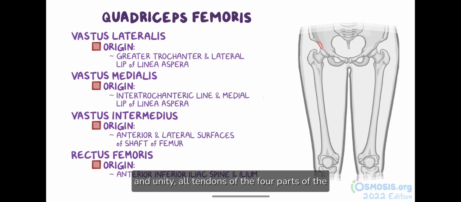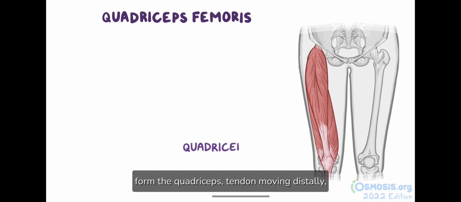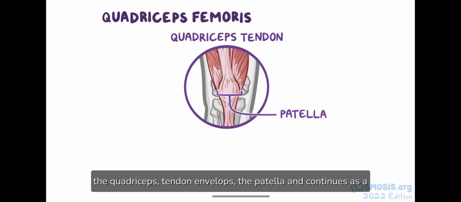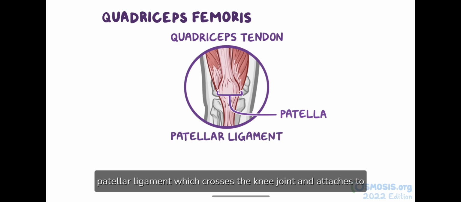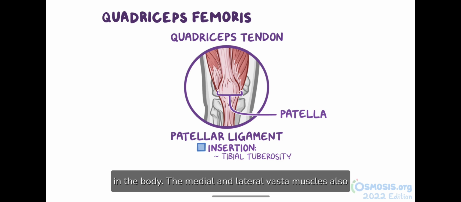Because there's power in unity, all tendons of the four parts of the quadriceps unite in the distal portion of the thigh to form the quadriceps tendon. Moving distally, the quadriceps tendon envelops the patella and continues as a patellar ligament, which crosses the knee joint and attaches to the tibial tuberosity. The transition between the quadriceps tendon and patellar ligament is marked by the patella, which is embedded within it, making it the largest sesamoid bone in the body.